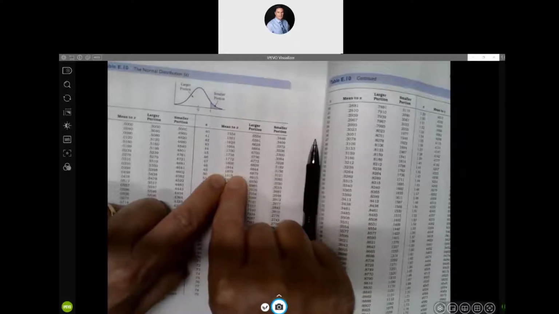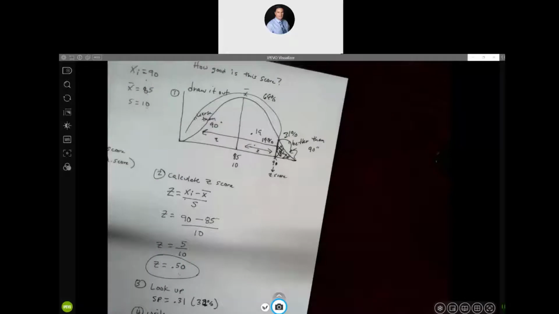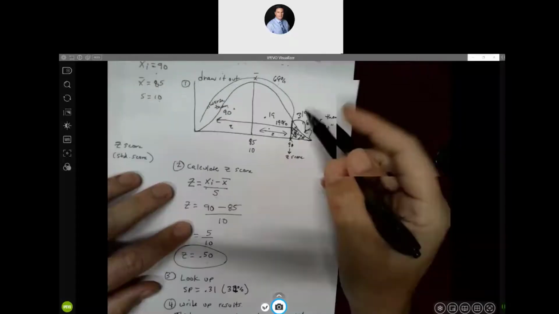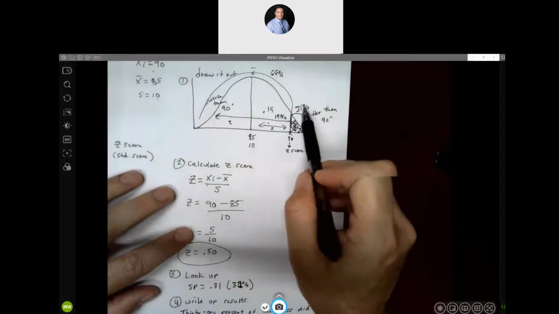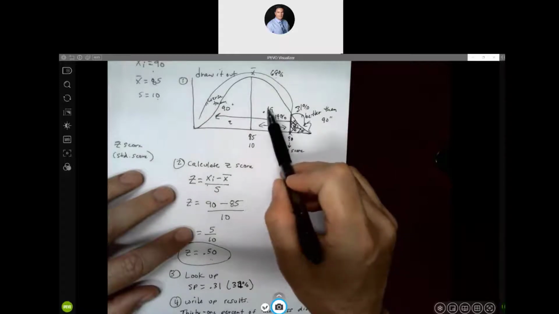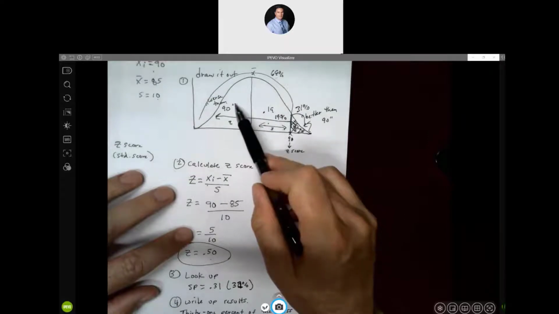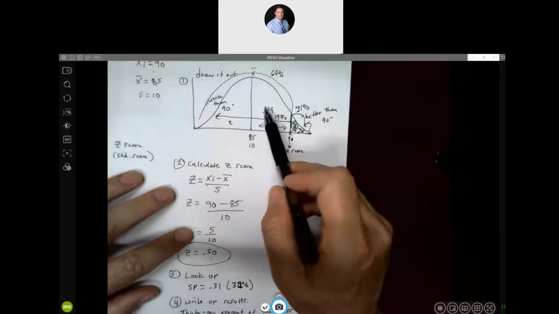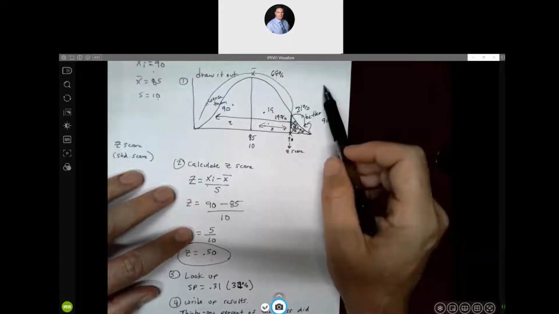But Teresa's so smart, she doesn't even have to go use the back of the book. She just knows that 50% of the scores are above the mean and 50% of the scores are below the mean. So if you take 0.19 and you add 0.31, you're going to get 50%, right? Just like if you took 0.19 and you added 50%, you're going to get this portion and this portion. You're going to get mean to Z, and you're going to get mean all the way down to the end of the distribution.